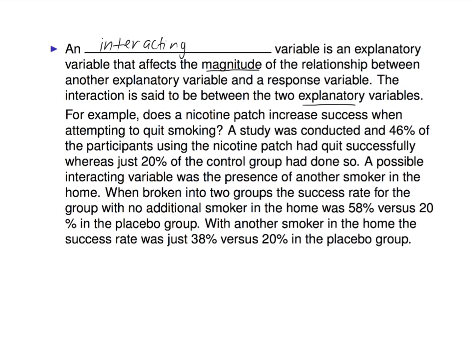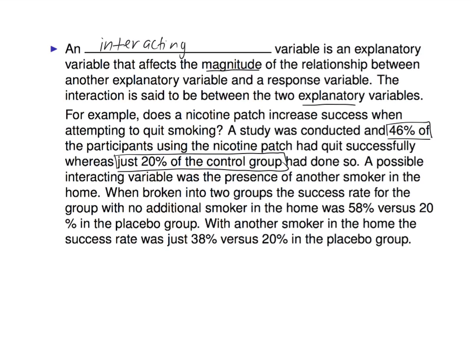But here's an example of what your book gives for an interacting variable. Does a nicotine patch increase success when trying to quit smoking? There was a study conducted, and 46% of the participants who used the nicotine patch quit successfully, and just 20% of the control group did so. I assume that control group was like a placebo nicotine patch. And a possible interacting variable was the presence of another smoker in the home.